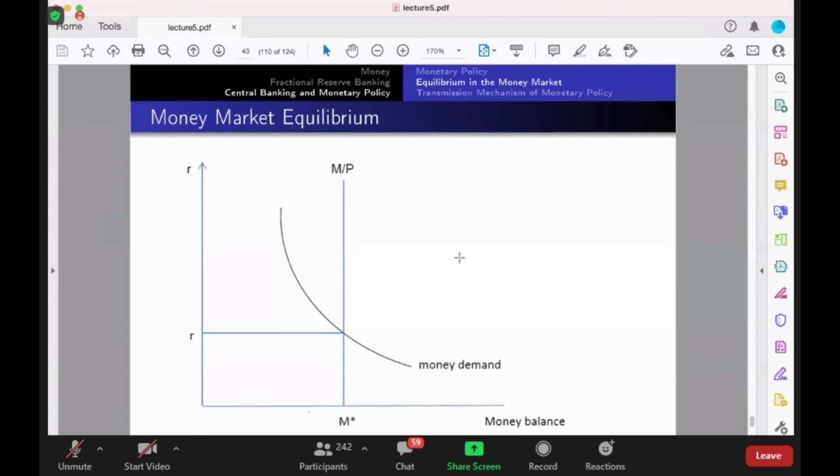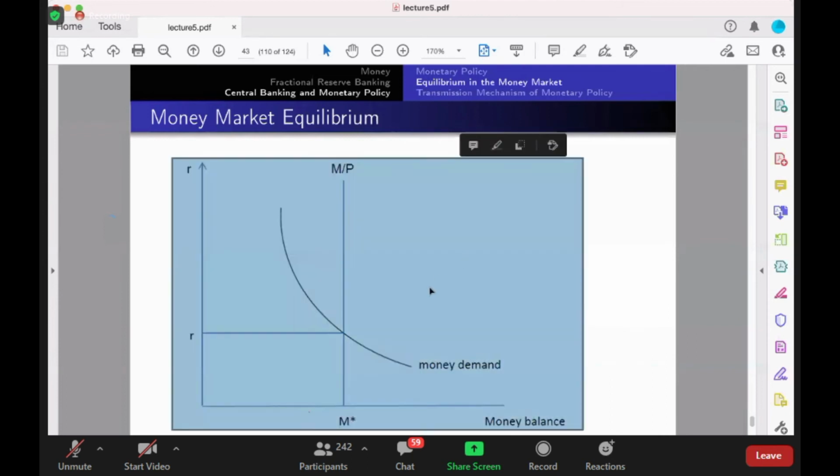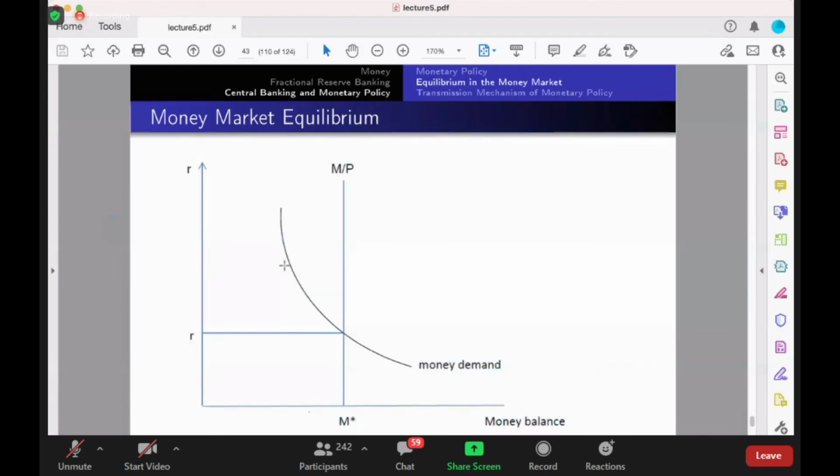The same way, if there's an increase in the demand for money, this whole curve shifts up. So we should expect the interest rate to go up. And if there's a reduction in the demand for money, we should expect the interest rate to drop. I just want you to see these dynamics before we do the proper analysis.